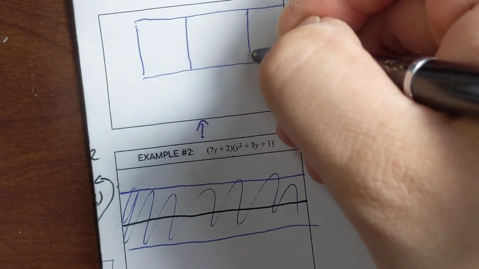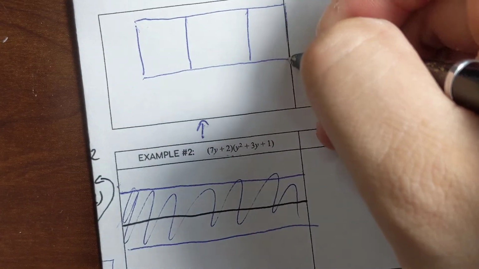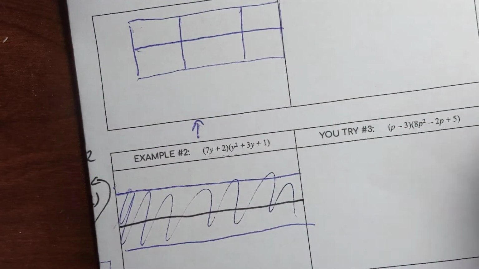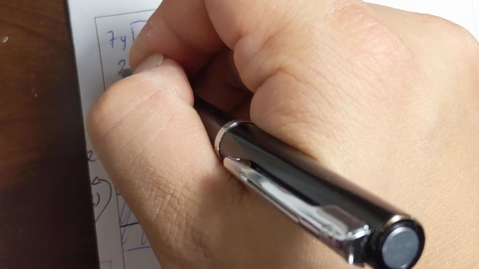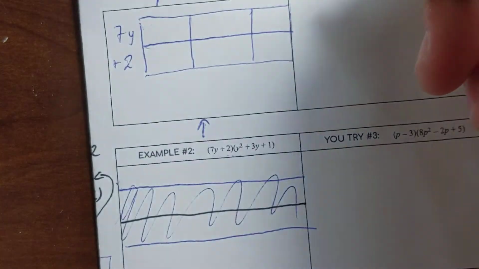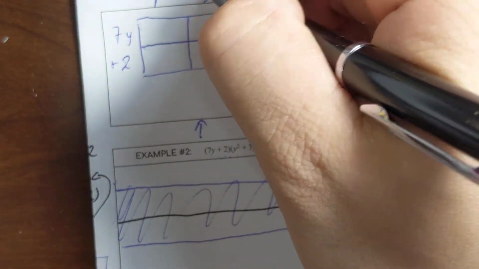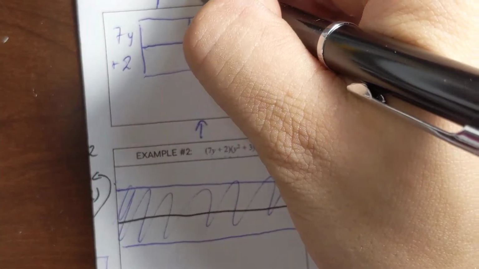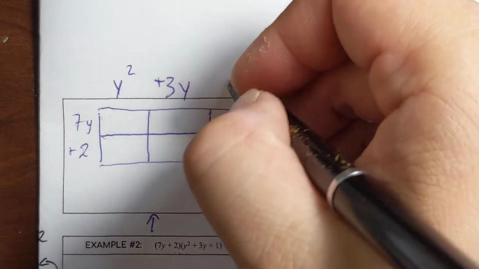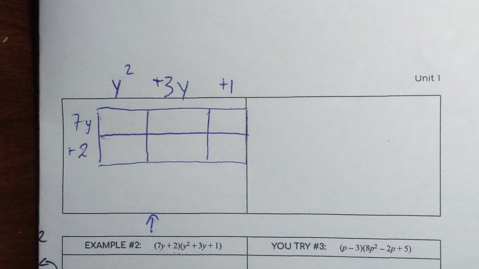1, 2, 3. 1, 2. So over here it's going to be 7y, 2, then plus 2 down here. Up here will be y squared, positive 3y, positive 1.